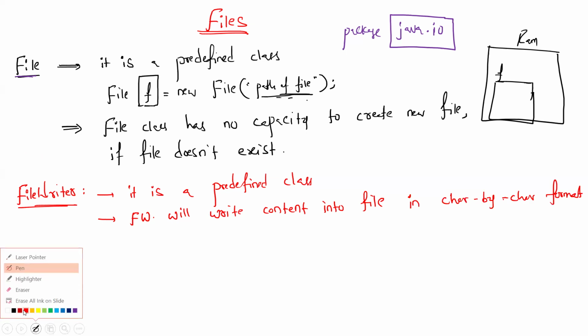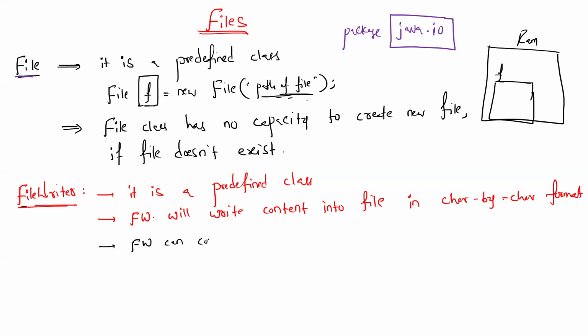Then file writer can communicate with a file directly. It means with a path. It doesn't need any help of the file class. It can interact directly with the file. In diagrammatic format, I'll explain in the next slide. But here, file writer can communicate with the file directly.